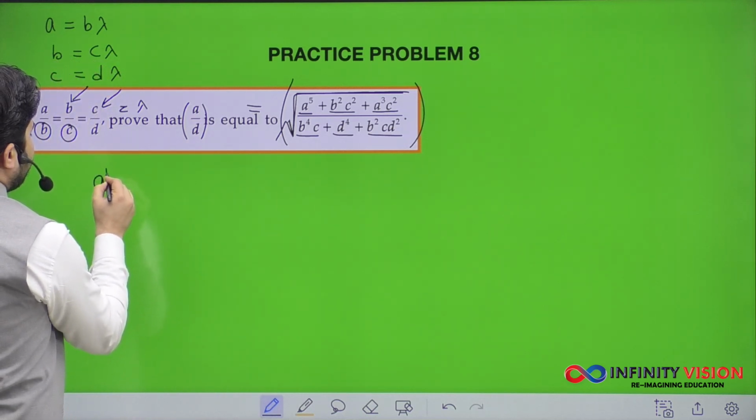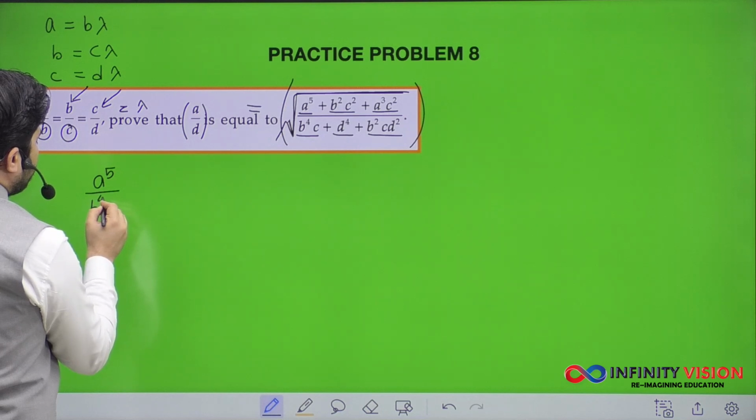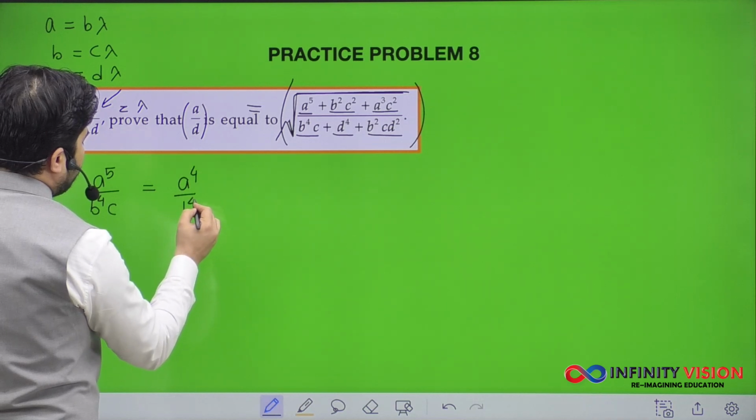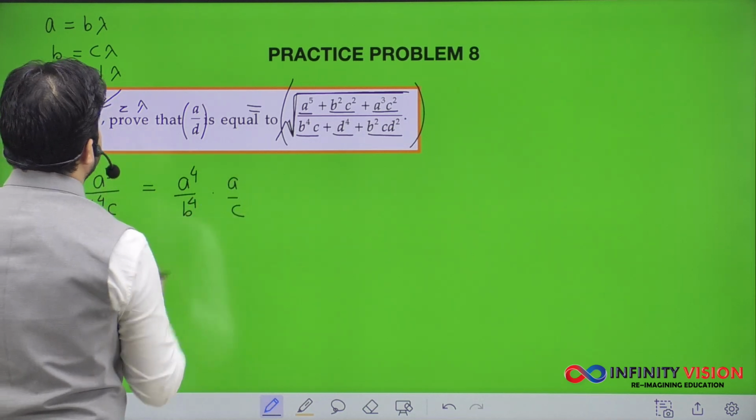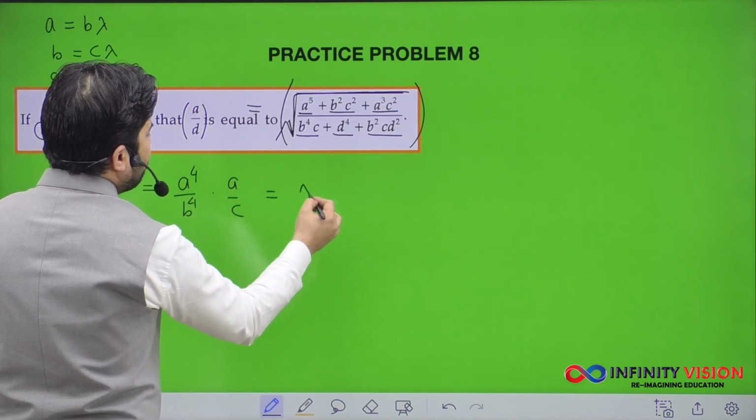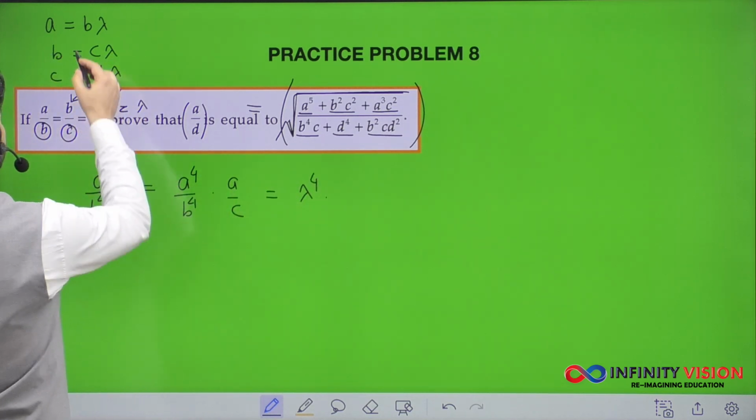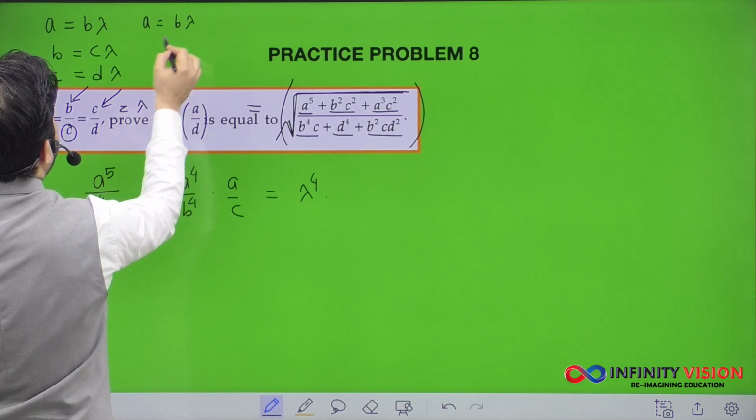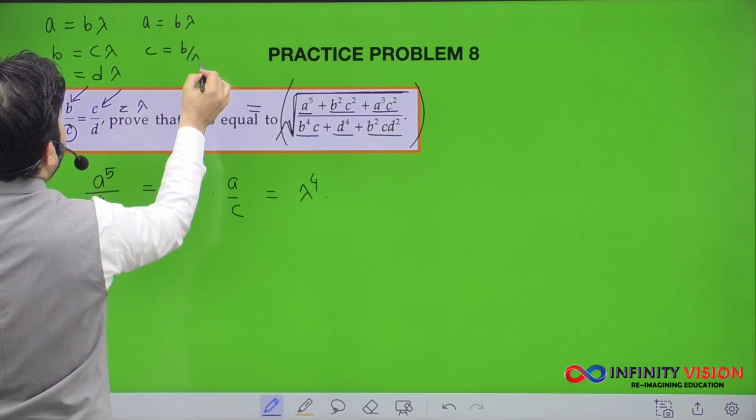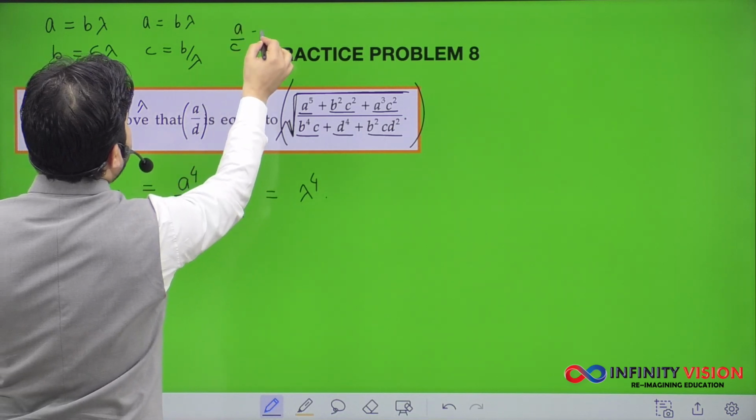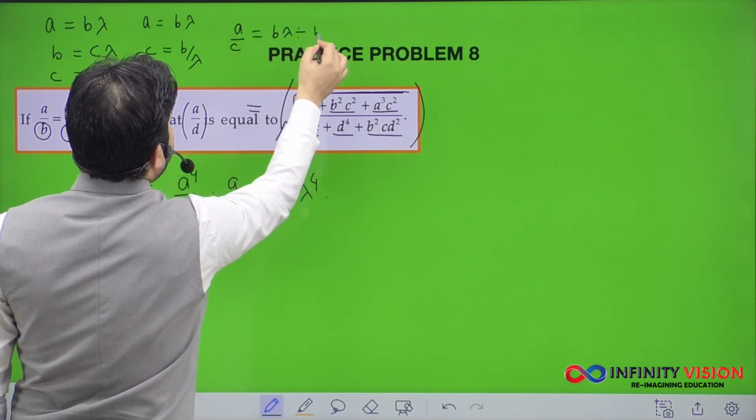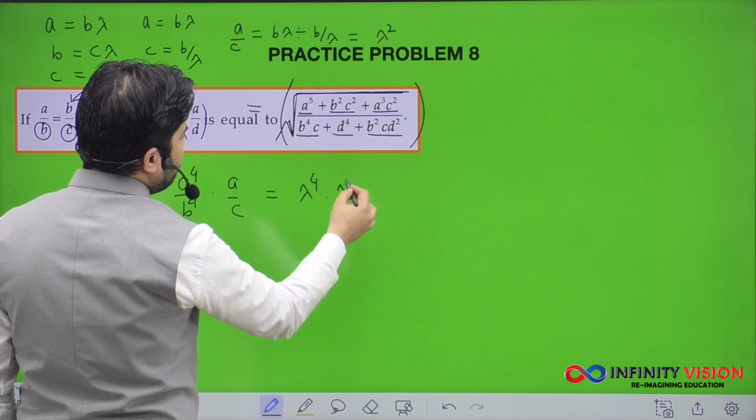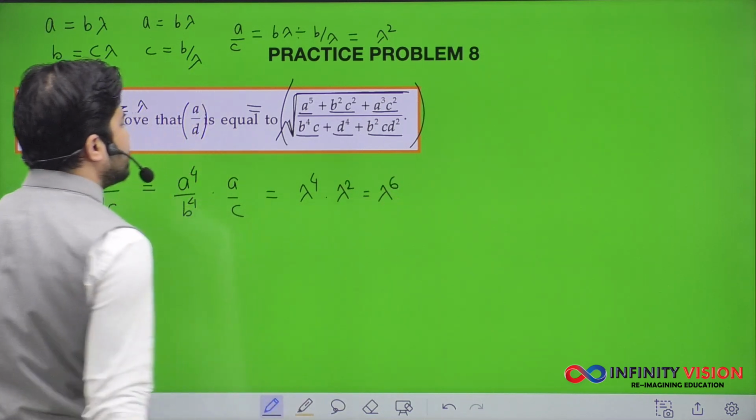So a to the power 5 upon b to the power 4c, which I can simply write as a to the power 4 upon b to the power 4 into a by c. Now I know a upon b is nothing but lambda, so I'll say lambda to the power 4. And when I look into a by c, you will notice a is equal to b lambda and c is equal to b by lambda. So if I divide, a by c gives b lambda divided by b by lambda, which would be equivalent to lambda square. So this is nothing but lambda to the power 6.